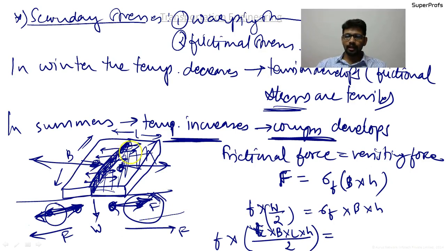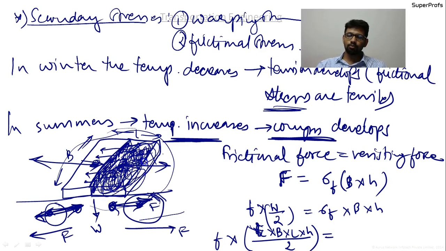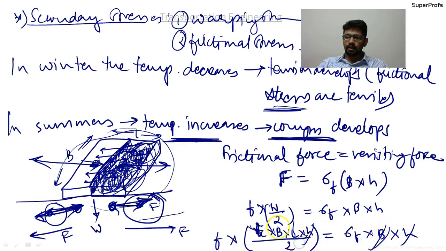So this B, L into H is of the complete pavement, and we are dividing it by 2 just because we are considering only half of the pavement. That is, the friction is generated only in half of the pavement, in either of the sides, and that will be equal to sigma F into B into H. So B into H gets cancelled, and that is the reason you get sigma F equal to F gamma concrete into L by 2.